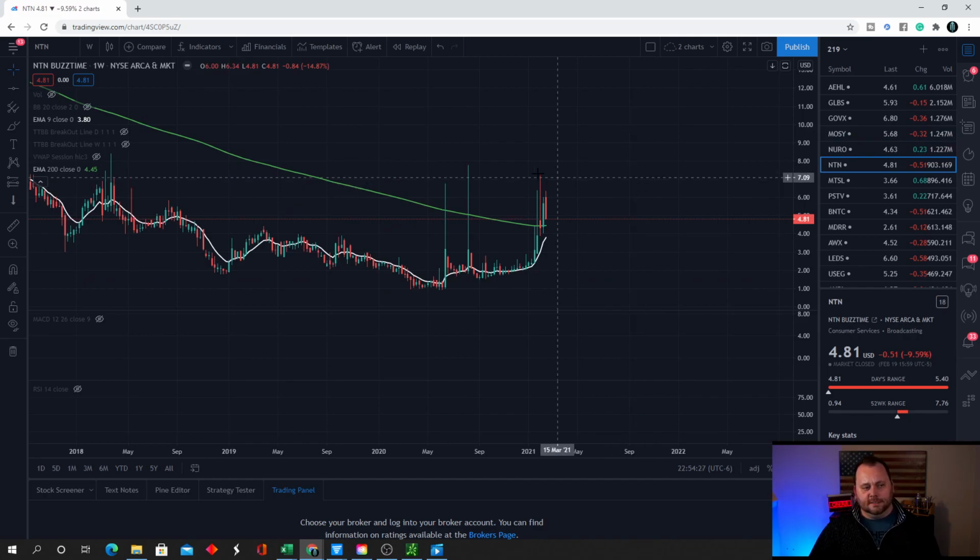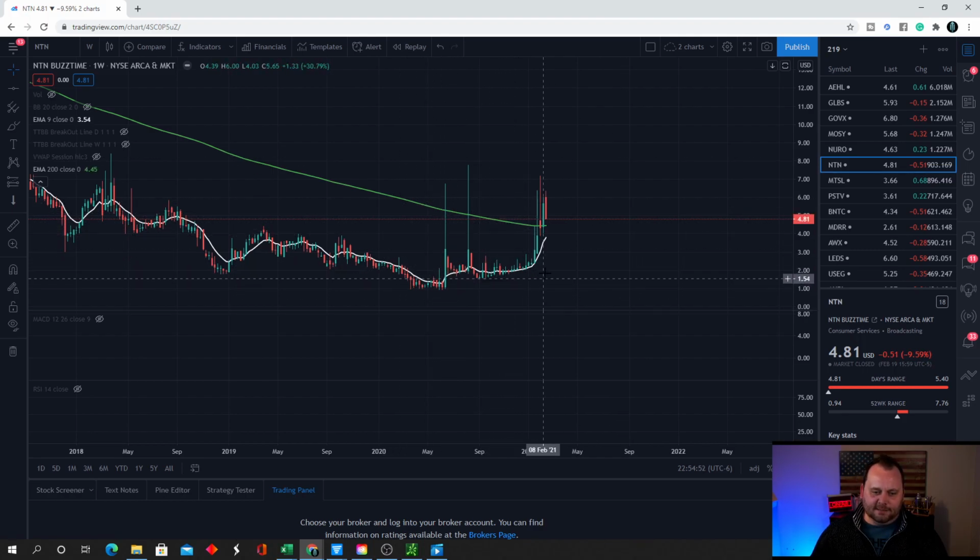Okay, so this is ticker NTN Buzztime. This company creates those little video games that are at sit-down restaurants like Applebee's that sit on the end of the table, but the pandemic basically destroyed them. But regardless about that, I don't care. I'm just showing you the technical setup here. This is what matters, the setup.